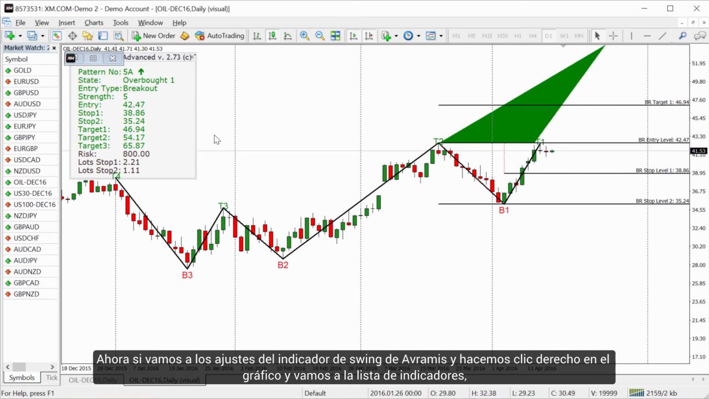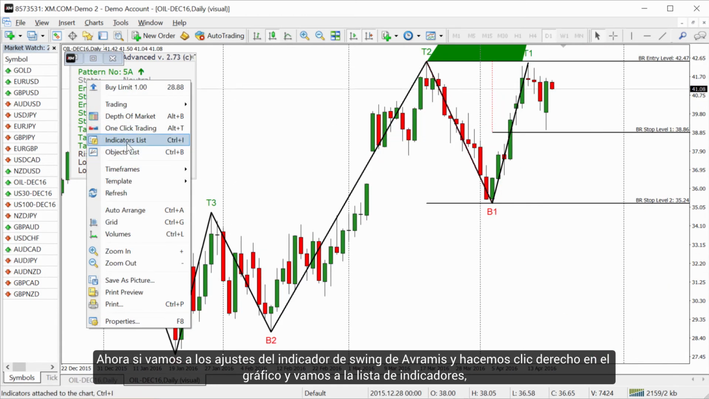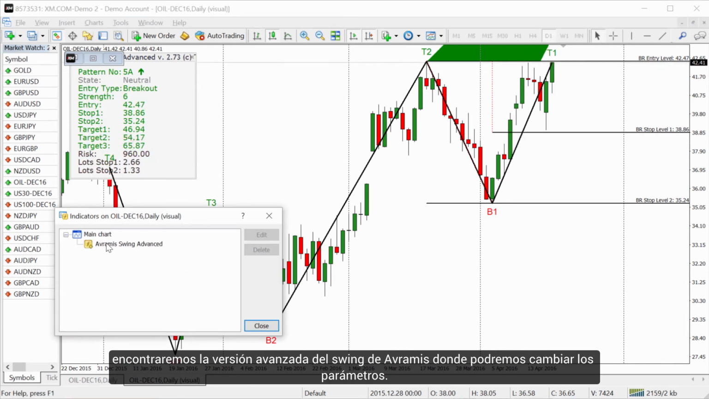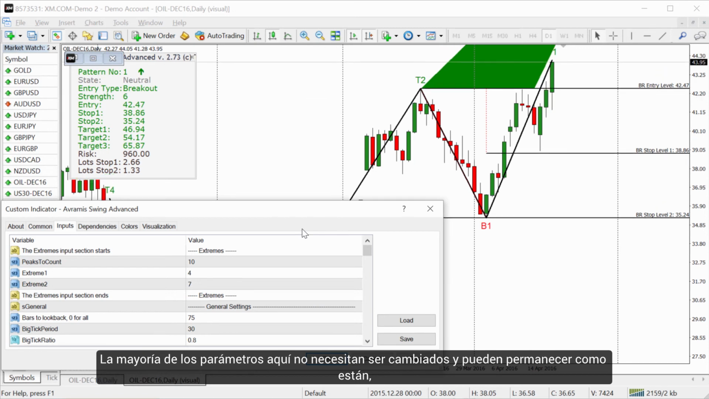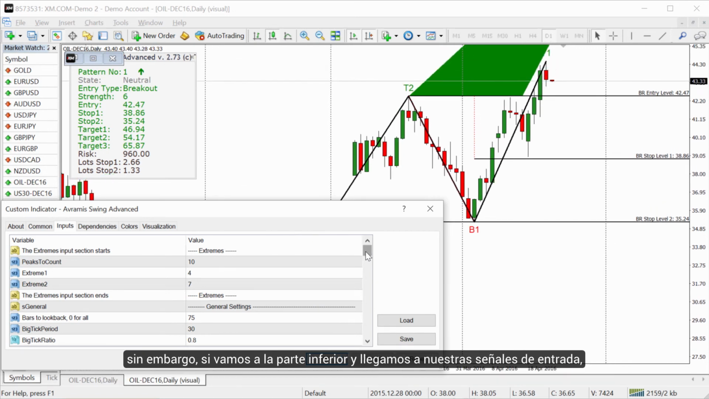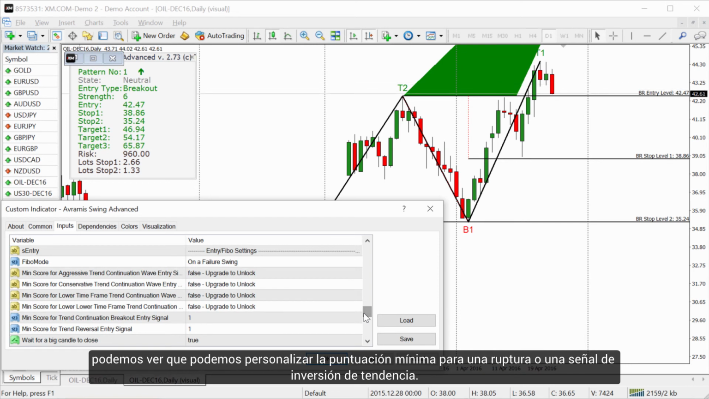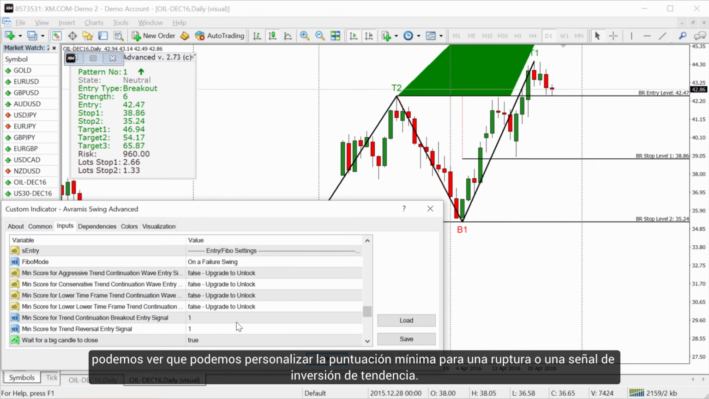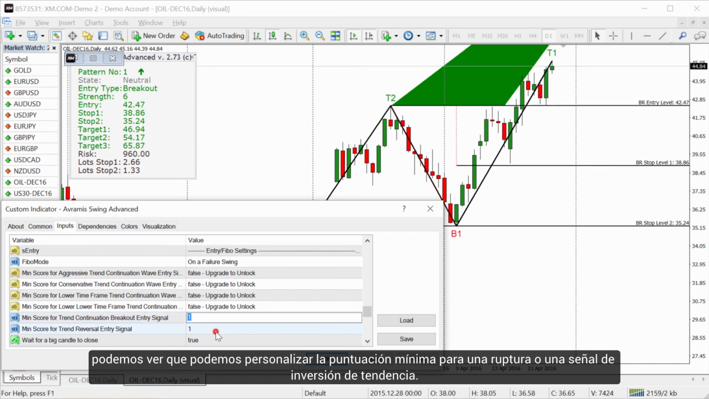Now if we go into the indicator settings of the Avramis Swing and right click on the chart and go to indicator list, here we will find the Avramis Swing advanced version where we can change the parameters. Now most of the parameters here do not need to be changed and can remain as they are. However, if we scroll down to the bottom and we come here towards our entry signals, we can see that we can customize the minimum score for a breakout or a trend reversal signal.